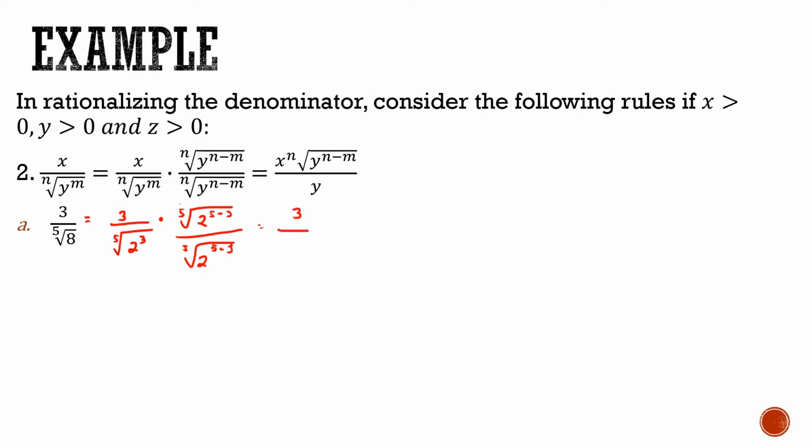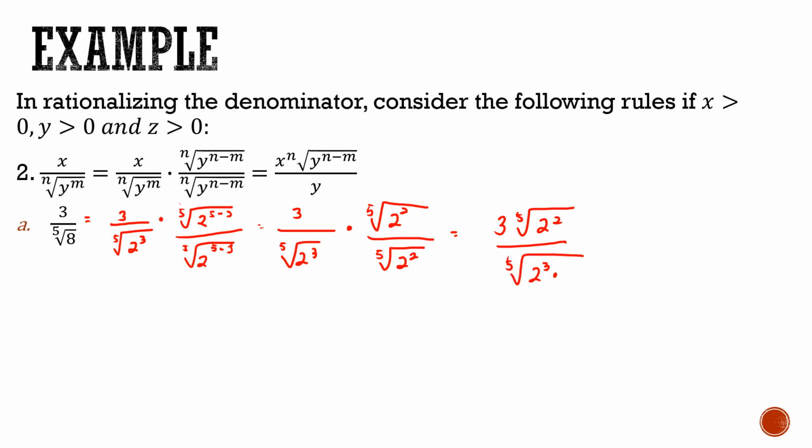The fifth root of 2 raised to 5 minus 3. So we have 3 over the fifth root of 2 cubed times the fifth root of 2. 5 minus 3 is 2, over the fifth root of 2 squared. So we can now multiply 3 by the fifth root of 2 raised to 2. So we have 3 fifth root of 2 squared over, since the indexes are both 5, we can actually combine 2 cubed and 2 to the second power. So we have the fifth root of 2 cubed times 2 squared.